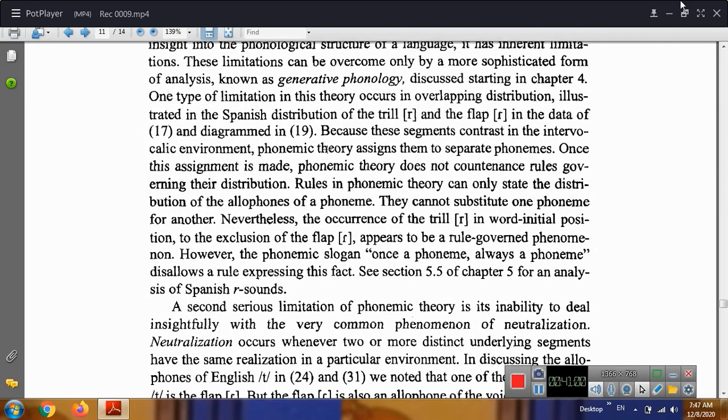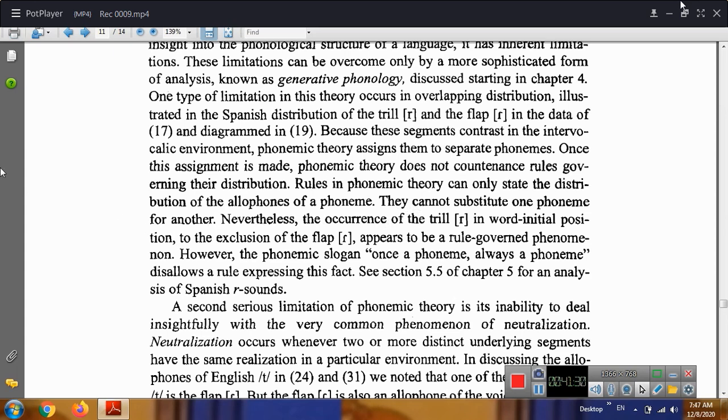One of the problems was here. Here we had the trill R and flap R in some data in 17 and 19. Because these segments contrast in the intervocalic environment, phonemic theory assigned them to separate phonemes. Once this assignment is made, phonemic theory doesn't countenance a rule governing this distribution.